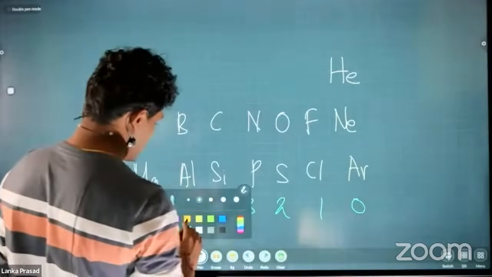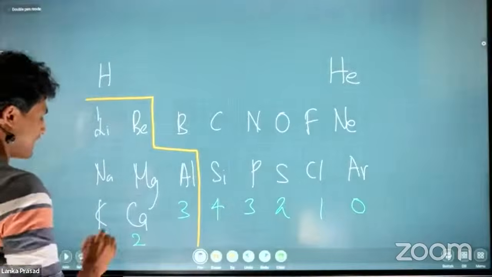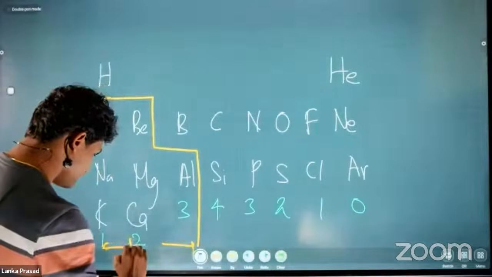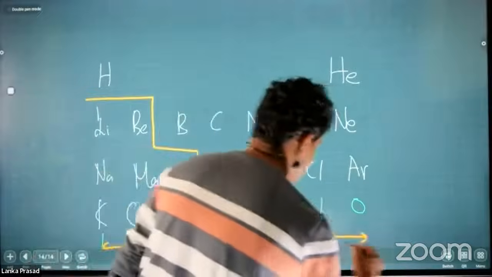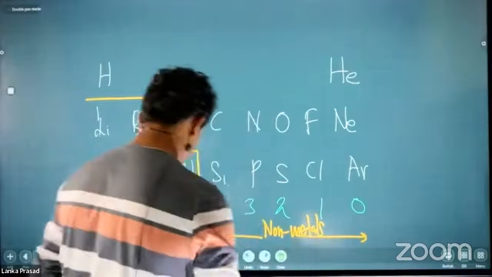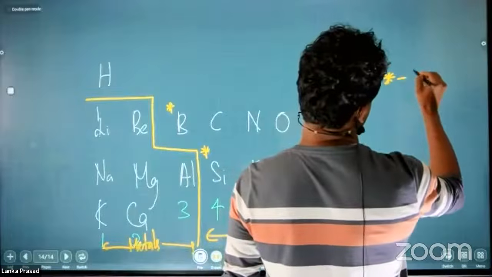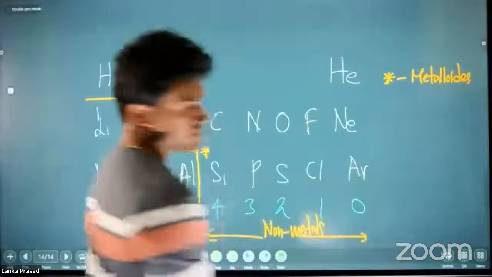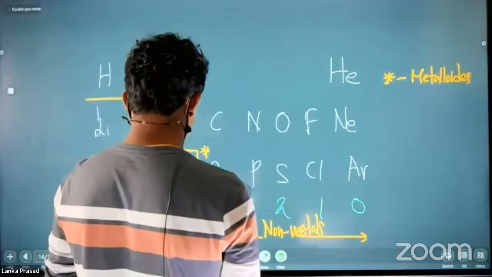Then look at the metals, metalloids and non-metals. Those are what we call metals. Those are non-metals. And those are metalloids.